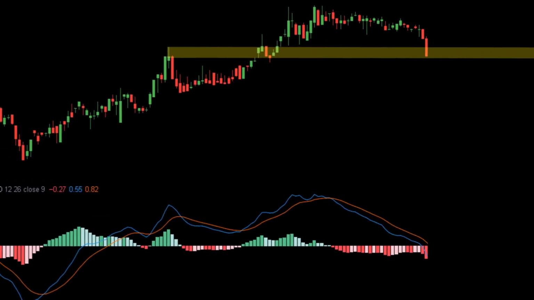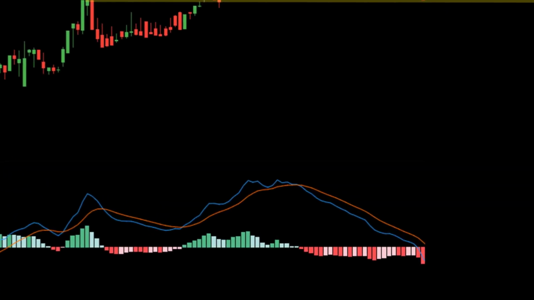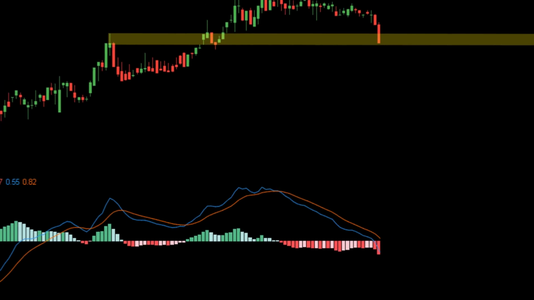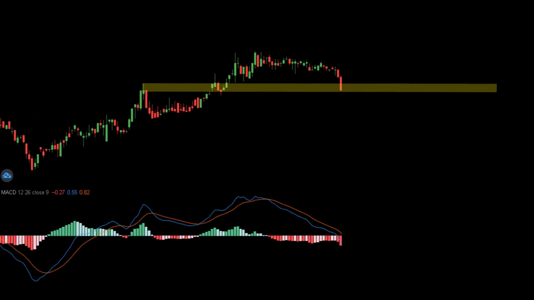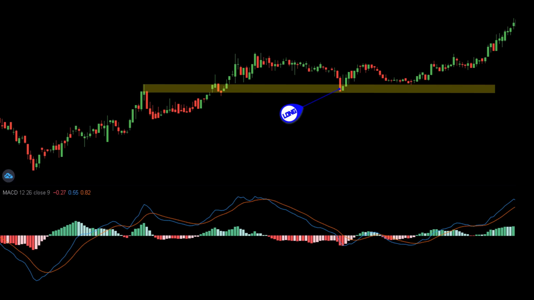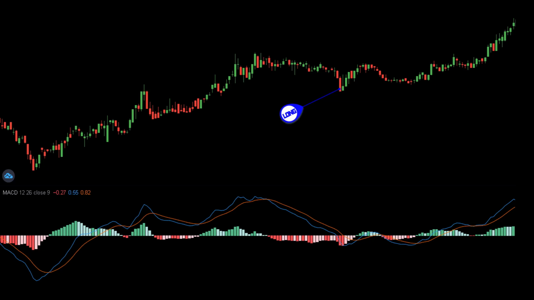We notice the MACD line pulls back toward or slightly below the zero line, indicating a healthy correction within the uptrend, not a reversal. When these two conditions align, a roll reversal zone and a MACD pullback to zero, it creates a high probability buy setup. As seen in this example, entering a buy trade at the support zone leads to a strong upward move.